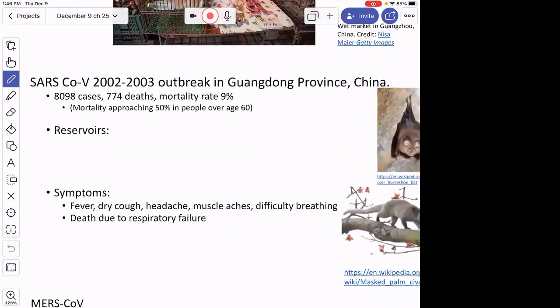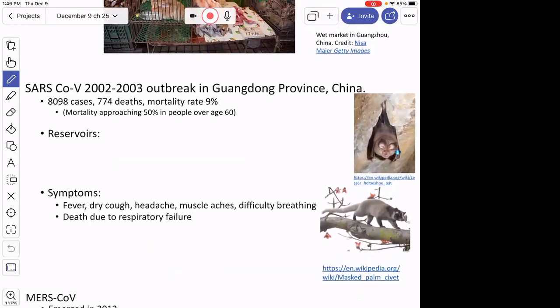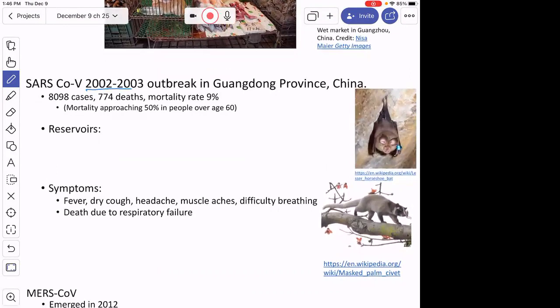So if we look at that SARS outbreak in China, 2002 and 2003, in this southern province of China, which is a different place than Wuhan, I looked that up on the map. They all told had about 8,000 cases, 700 deaths. So mortality rate about 9%. So that's definitely higher than COVID-19.